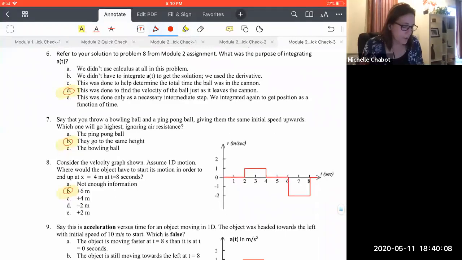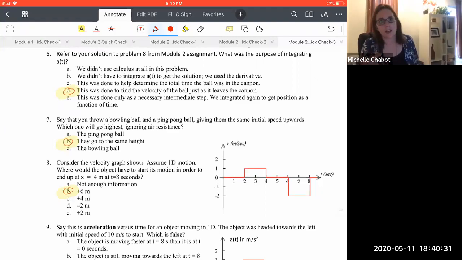Okay, so number 6, it's asking for the solution to problem 8, which was the one with the air cannon. You had to use calculus in the air cannon, and then you had a free fall problem with constant acceleration outside of it. It's one of these combined concept problems. We had to integrate the acceleration in the cannon in order to get the velocity of the ball just as it left the cannon. And then we use that velocity as the initial velocity for our free fall portion. So D is the correct answer for 6.